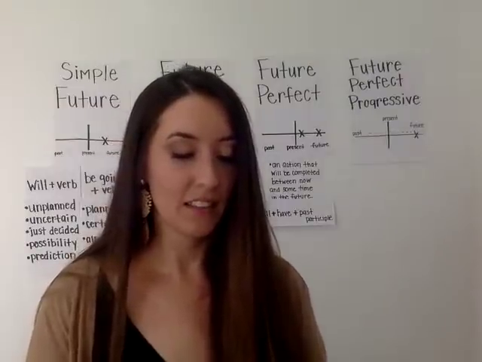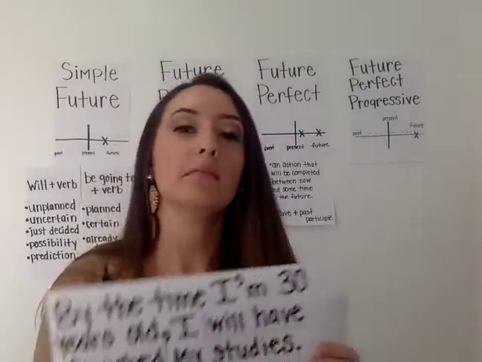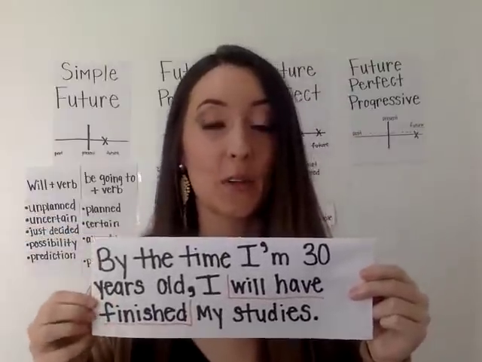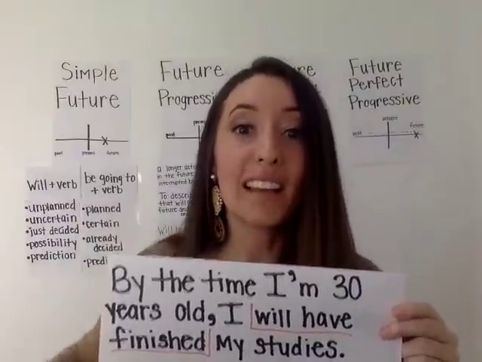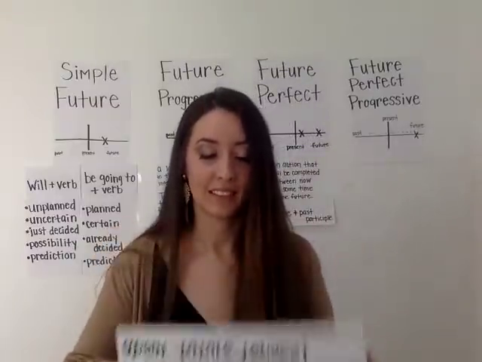Okay, let's look at one more example. By the time I'm 30 years old, I'll have finished my studies. By the time I'm 30, I'll have finished my studies. That means the moment now, I won't tell you my age, and the other moment is when I turn 30 years old. The action that will happen between now and when I'm 30 is that I will have finished my studies. I will have finished my studies. All of this is happening in the future, a certain time in the future. Okay.